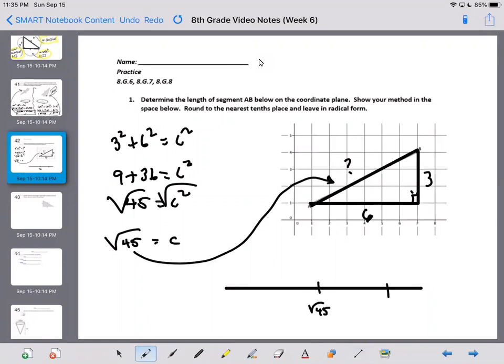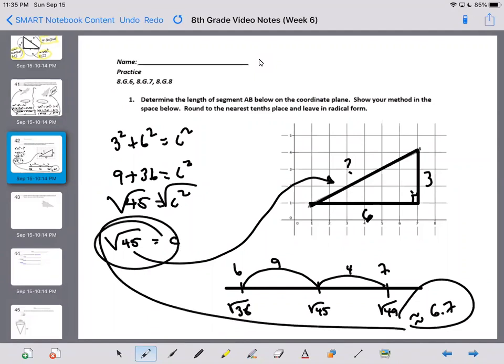Now, if you want to do an approximation, we know that the square root of 45 falls between the square root of 49, which is 7, and the square root of 36, which is 6. Well, it's actually 9 units away from 6, and it's only 4 units away from 7. So it's definitely closer to 7. So we would say approximately 6 7/10 would be approximately the square root of 45.